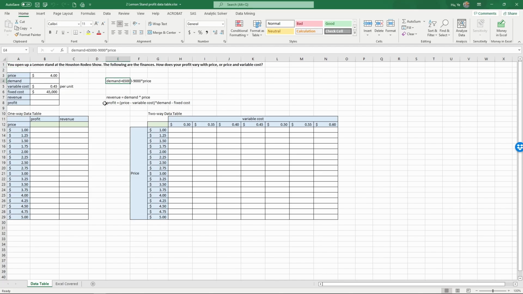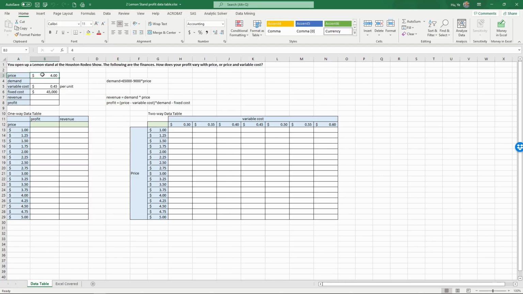So we already have the demand curve, where demand is equal to 65,000 minus 9,000 times price. It's a big show, so the demand can get pretty high. And we have introduced the formulas for calculating the revenue as well as the profit. So now let's get started.